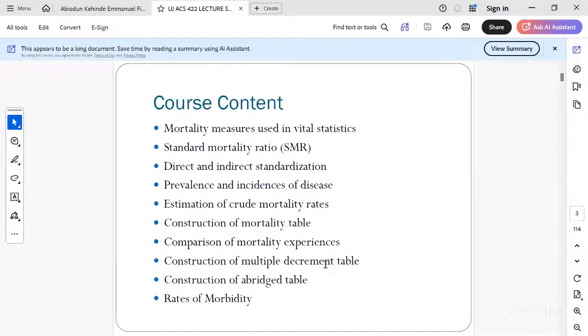So the content of this course includes mortality measures using vital statistics, standard mortality ratio, direct and indirect standardization, prevalence and incidence of disease, estimation of crude mortality rate, construction of mortality table, comparison of mortality experiences, construction of multiple decrement table, construction of abridged table, and computation of rates of mortality.